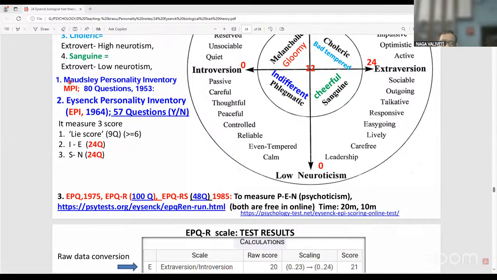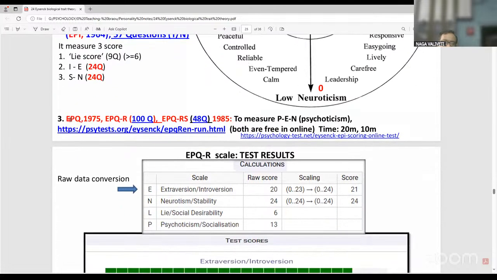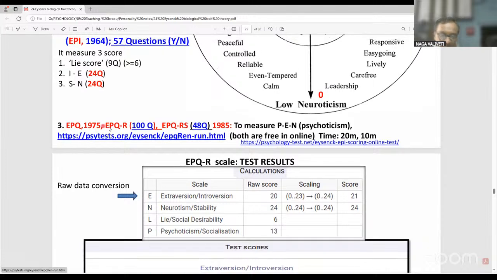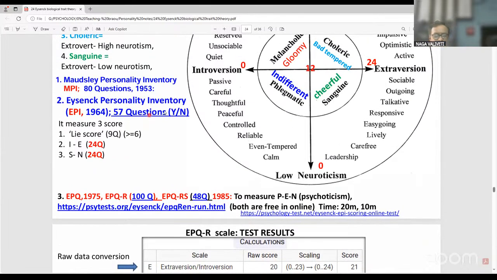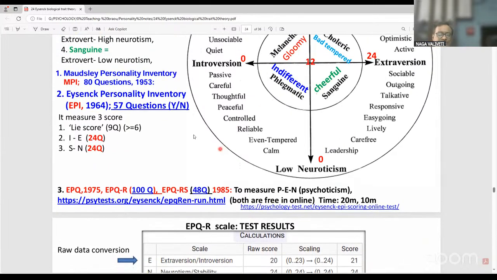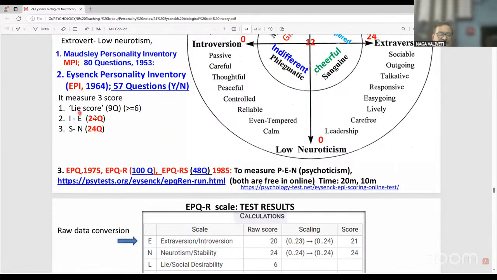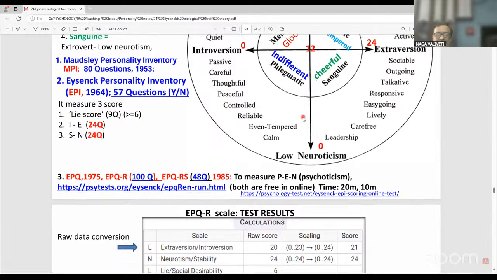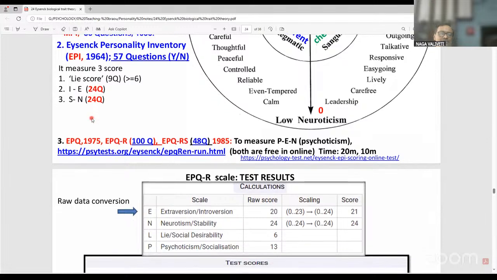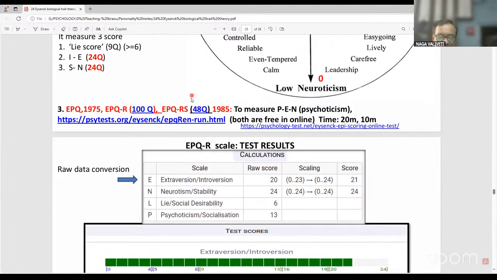First, while he worked at Maudsley Hospital, he developed a personality inventory called MPI. Then the Eysenck Personality Inventory was developed later, with 57 questions. Then he developed the EPQ, the Eysenck Personality Questionnaire, to judge the personality on 3 dimensions. But he had given another scale, the lie scale also. There are 9 questions. If you score more than 6, that means you are lying, not giving proper answers, so further calculation will not be done.